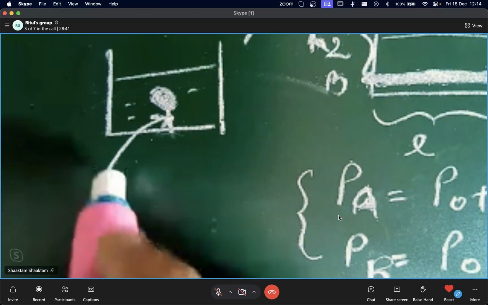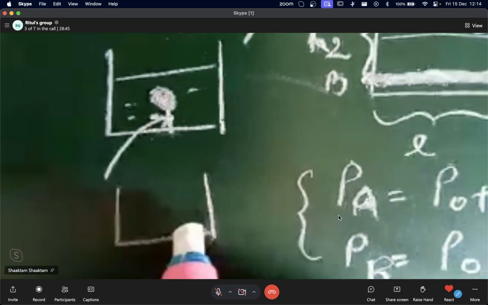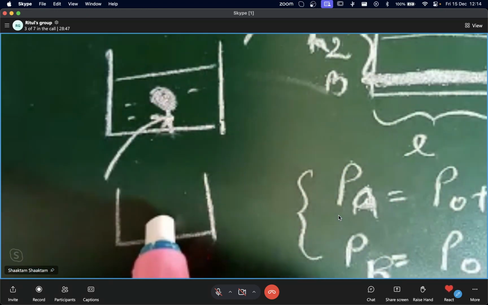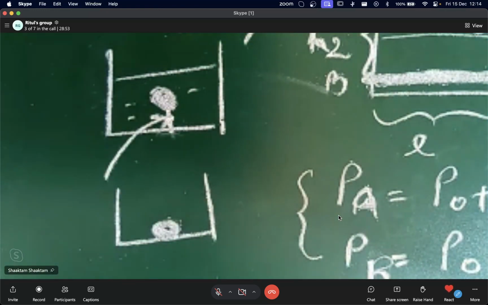Just in case, the density of the cork is less than that of water. That's what I said. The pressure force will be higher, and that is why it will go in that direction.